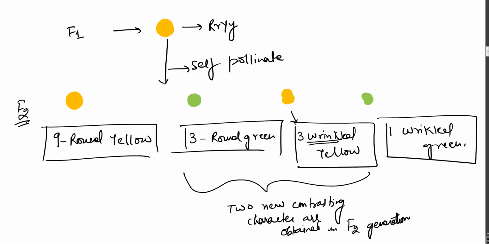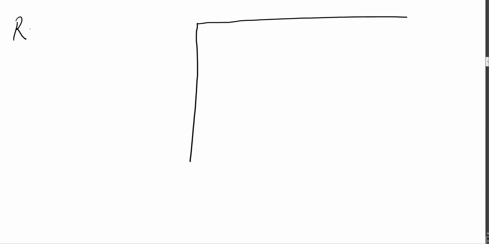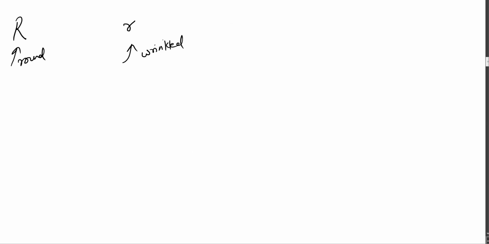How do we obtain this? First of all, let me explain: if I talk about the round shape, round is dominant over wrinkled. So for wrinkled we take a small r, and for round we take a capital R. This is for round, and this is for wrinkled. Got it?